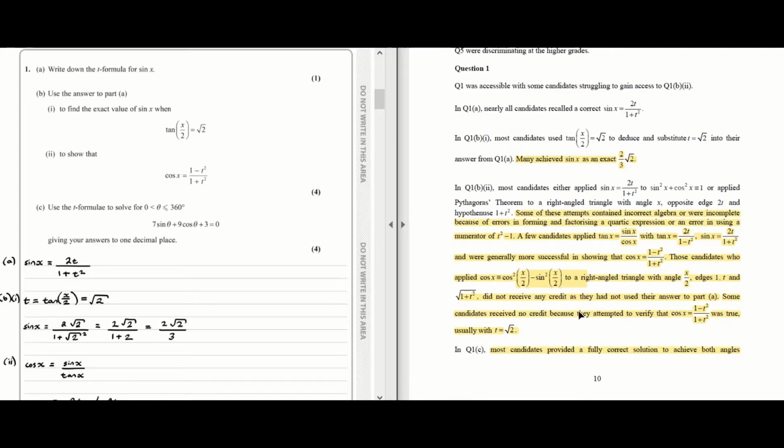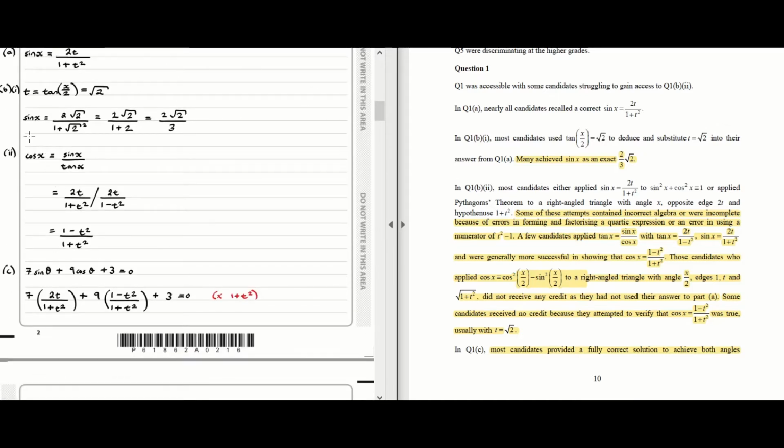And there's various things that are mentioned in the examiner's report regarding this part. There were different attempts. There were some attempts that contained incorrect algebra or were incomplete because of errors in forming and factorizing a quadratic expression, or an error in using a numerator of t squared minus 1. A few attempts applied tan x equals sin x over cos x with tan x equaling 2t over 1 minus t squared and sin x equaling 2t over 1 plus t squared. And those who did that were successful in showing that you get this result. And that's the method I took as well.